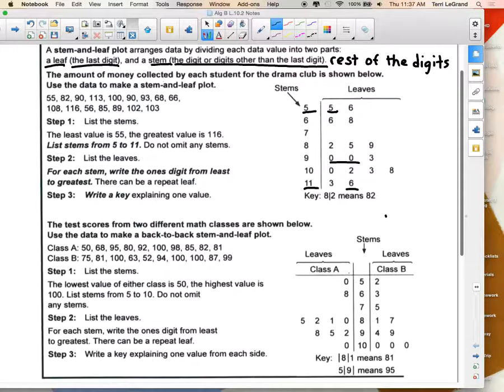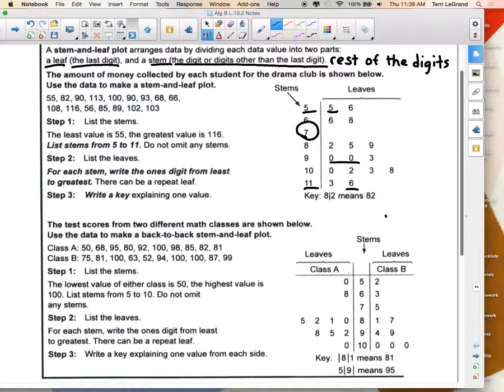We never leave out a stem. Once we decide what the smallest stem is and what the largest stem is, we just number every one of those, whether they have leaves or not. So in this particular case, the stem of 7, which represents 70, and this is probably dollars since it says money, $70. We didn't have a student who collected any amount of money in the 70s range, but notice the stem 7 is still there.